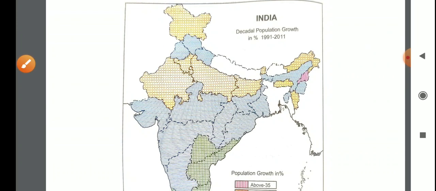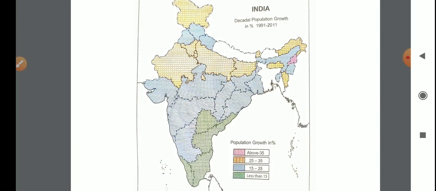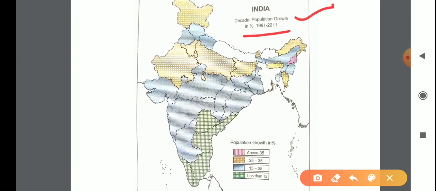Now come to this part. It is about the decadal growth rate of population in India in percentage, 1991 to 2011. It is 20 years of data. We have classified the growth rate into 4 categories. Green denotes the very low growth rate in these 20 years, less than 15%. See the states Kerala, Tamil Nadu, Andhra and Telangana. These states show less than 15% growth rate over 20 years.